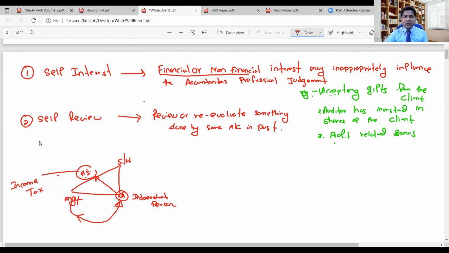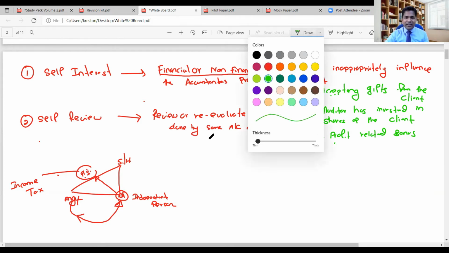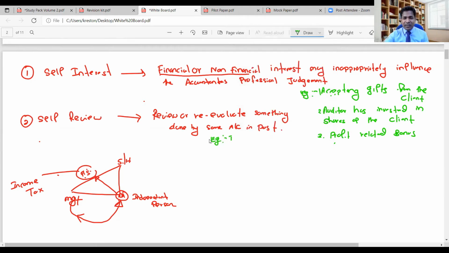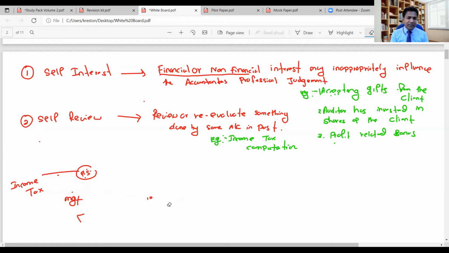Right? I hope that you got that understanding. An example is the income tax computation, if that is done by the audit firm. Right? The share valuation, like that, anything. Just don't try to remember this example, but try to understand the logic. If you are to review something that is done by you, it is a self-review. Right. So I'll come to the third one now.